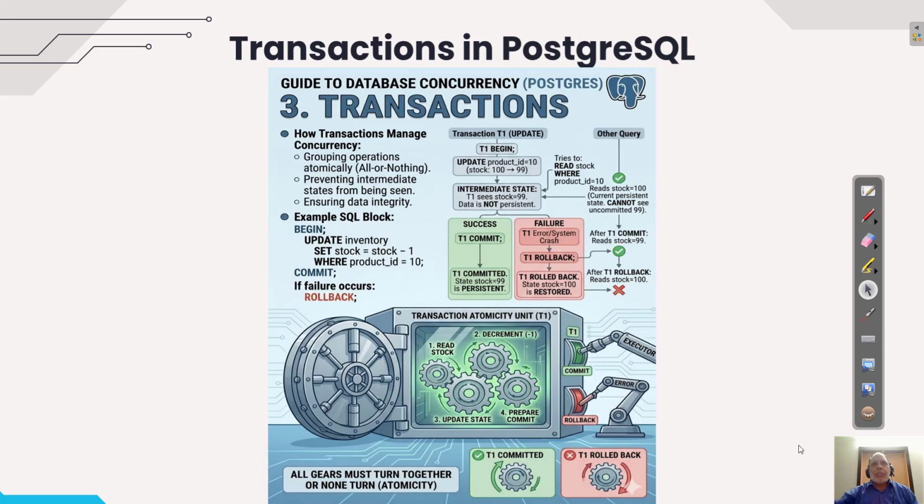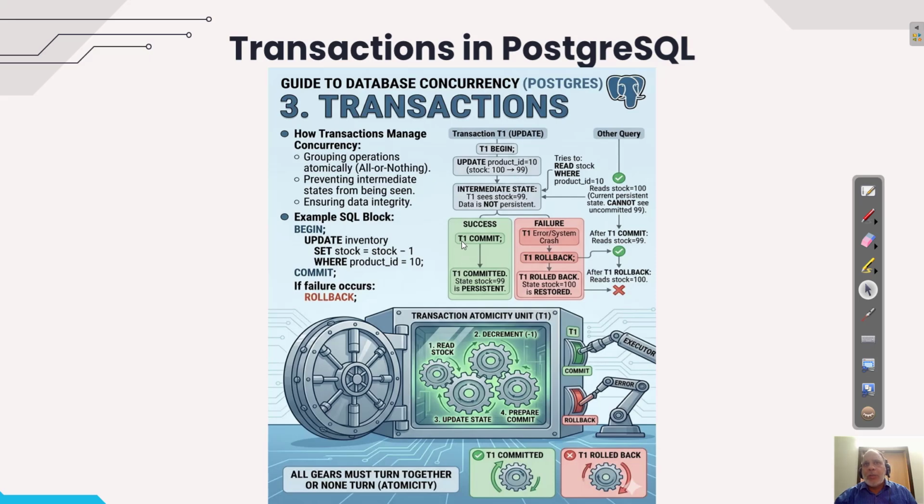Another is the transactions. Here you can see multiple transactions are executed. For example, transaction 1 will update the stock by -1. So it will update the 100 to 99. This intermediate state data is still not persisted. If another query or another transaction tries to get the data, it will get 100, not 99.